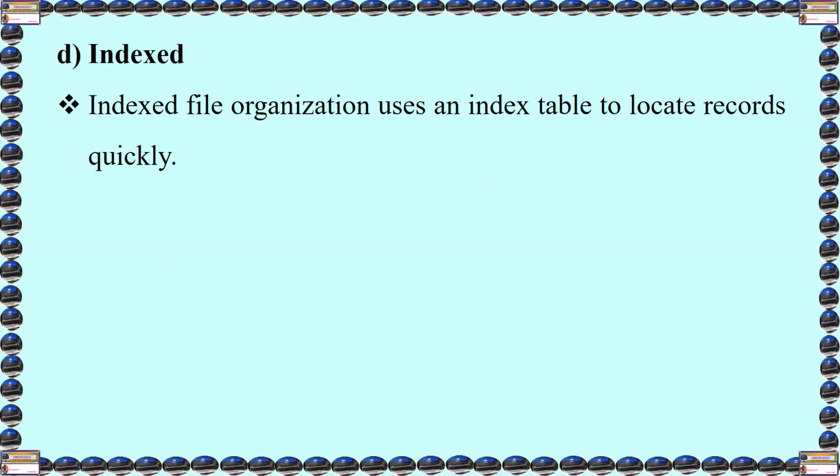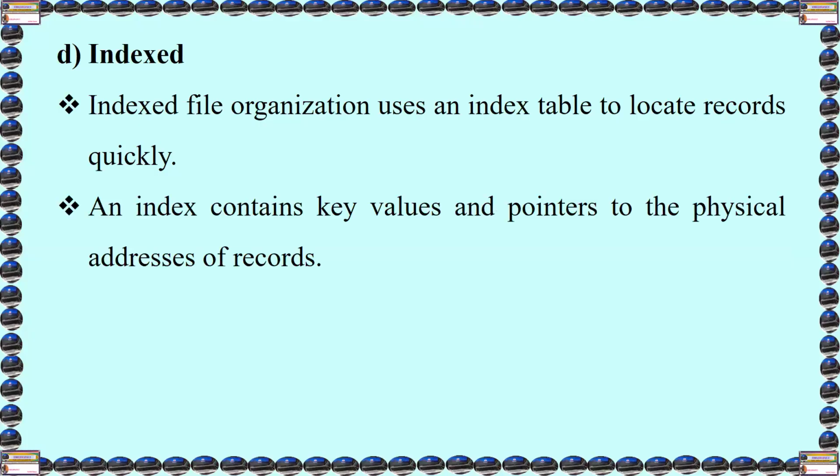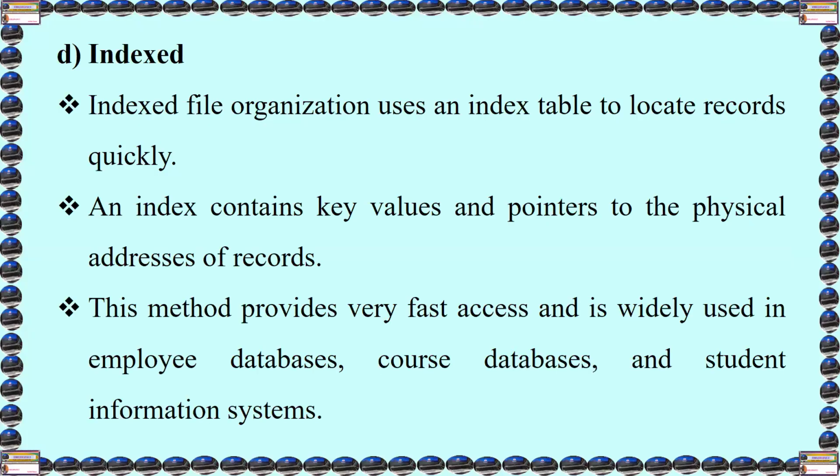Let's look at index file access. In index file organization, we saw that there was the use of an index table to locate the memory where to store the data. While for the indexed access, we still make use of an index table to assist us to locate records quickly. An index contains key values and points to the physical addresses of records. This method provides very fast access and is widely used in employee databases, course databases, and student information systems.